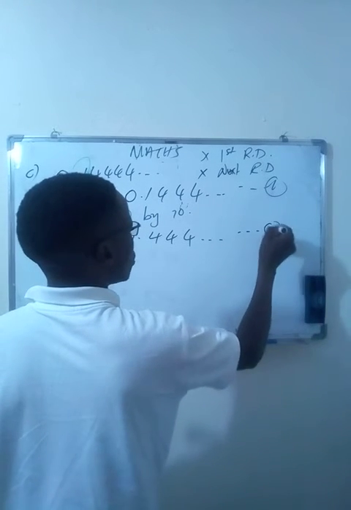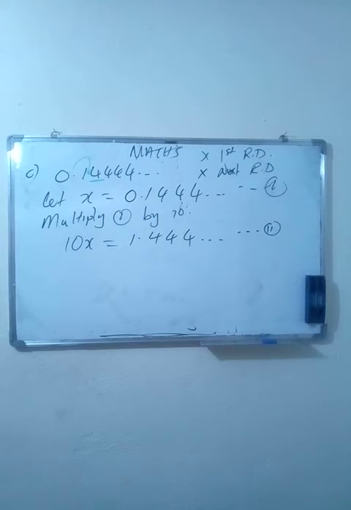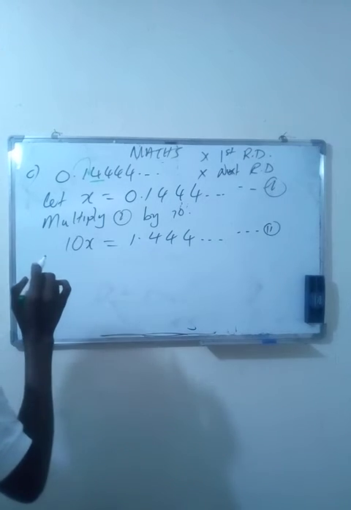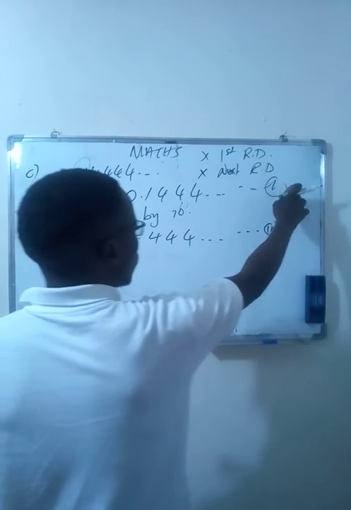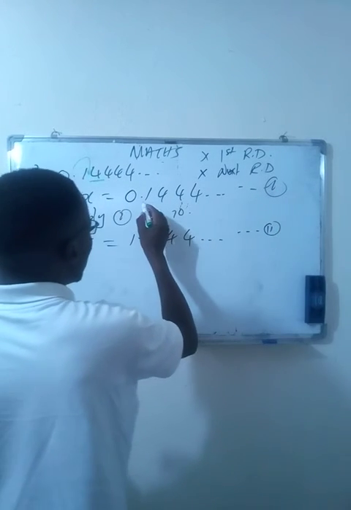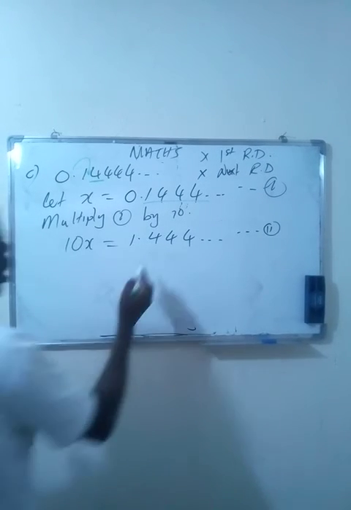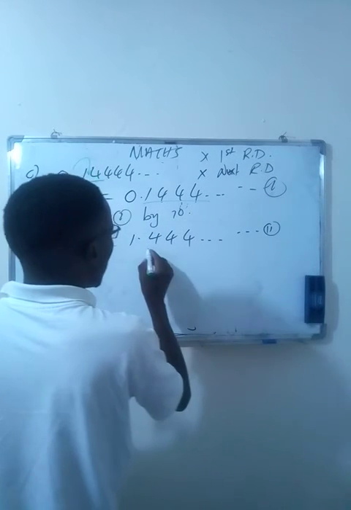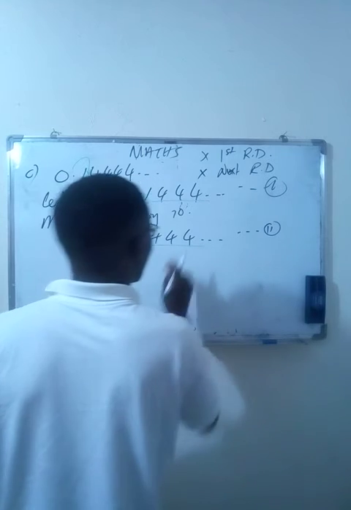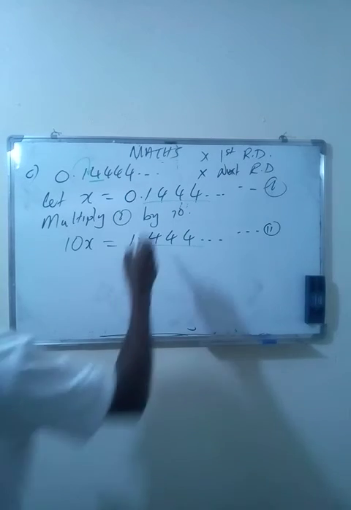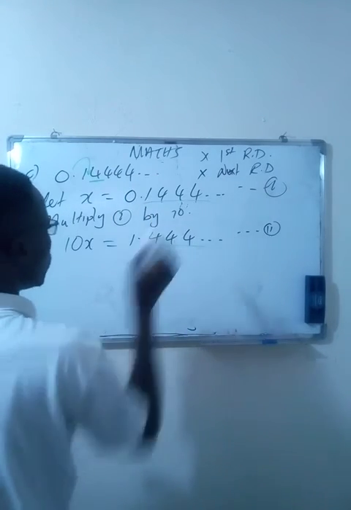Okay, we can call it equation 2. Now, at this point, what we can see is that what you have on the right hand side of the decimal in both equation 1 and equation 2 is different. Look at what you have on the right hand side of the decimal in equation 1, and the right hand side of the decimal of equation 2. They are totally different because here you have a 1, here you don't have a 1.